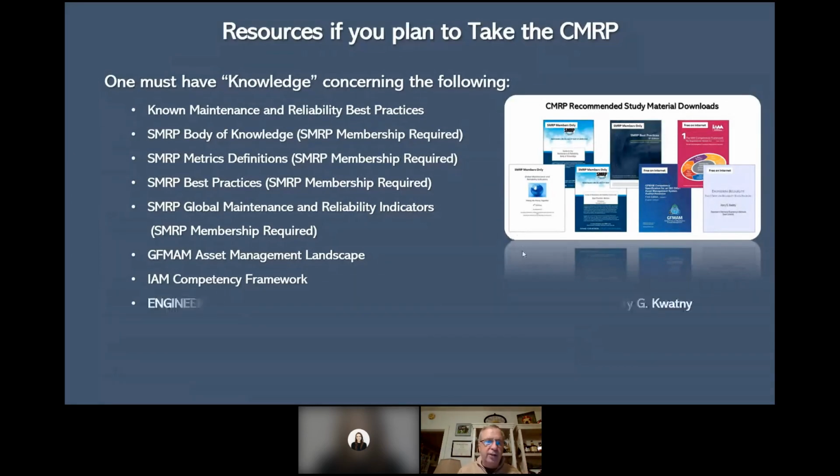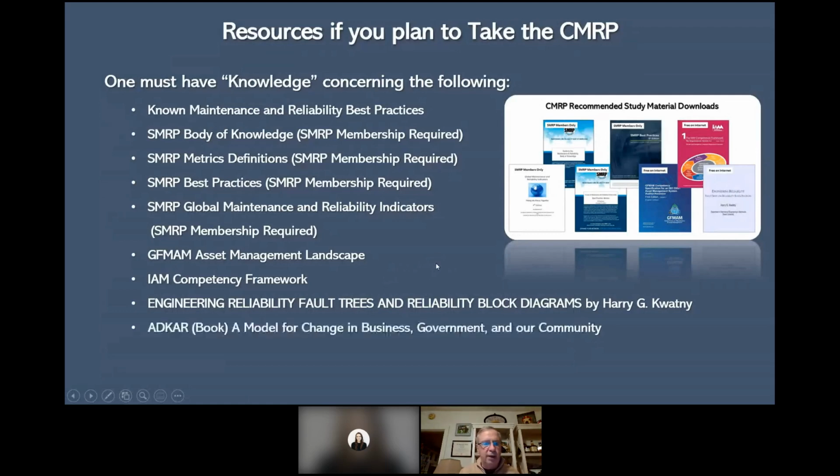You need to understand those elements. Engineering Reliability Fault Trees and Reliability Block Diagrams by Harry Quanti. I tell you, don't take the test without knowing this. Okay, and it's free on the internet. ADKAR, a model for change of business, government, and our community.